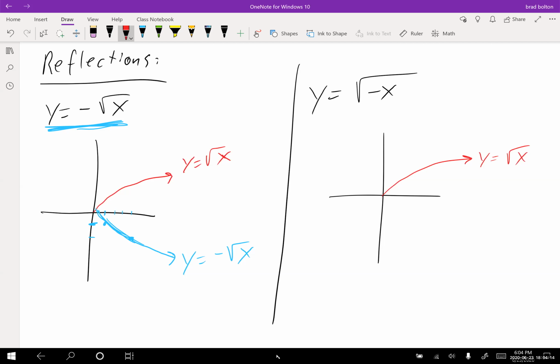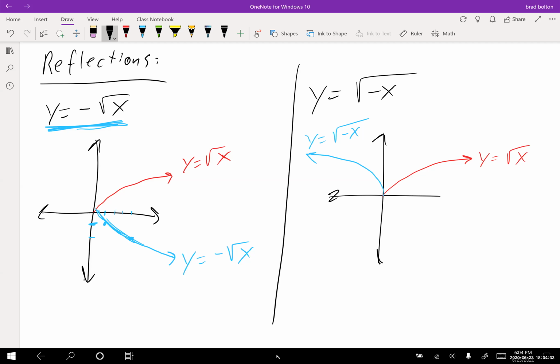And it would actually reflect it across the y-axis. So now we do it like this. Same exact problem, or the same look, but now reflected across the y-axis. So this is just something that you kind of have to play with a little bit.